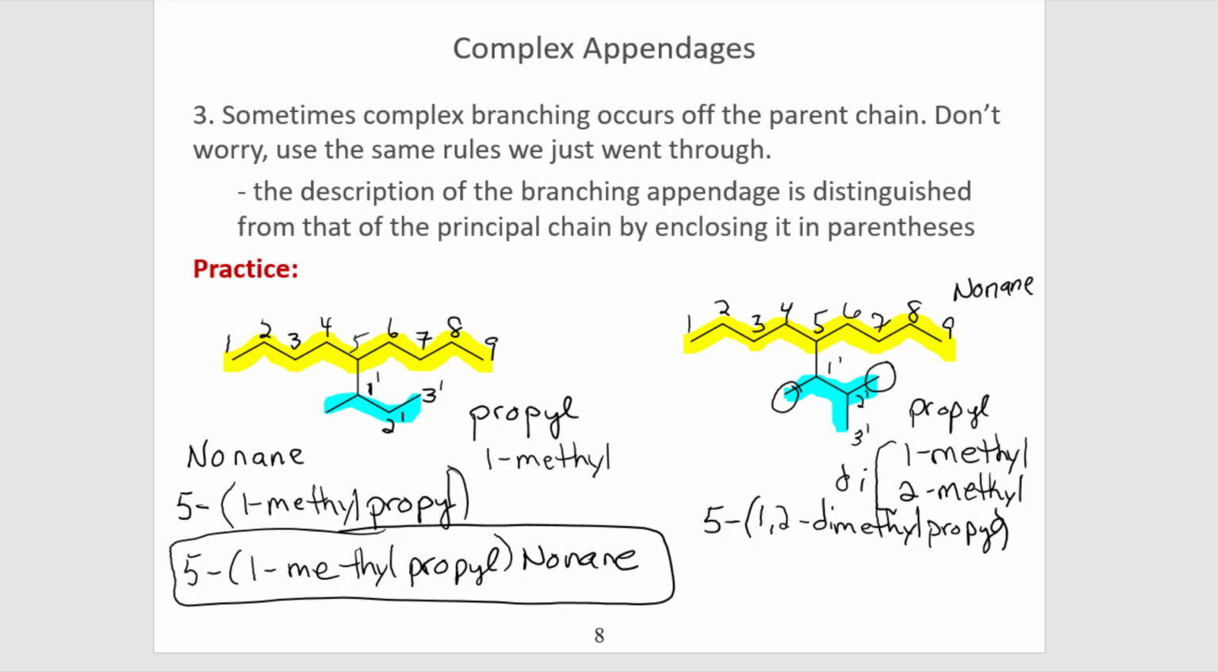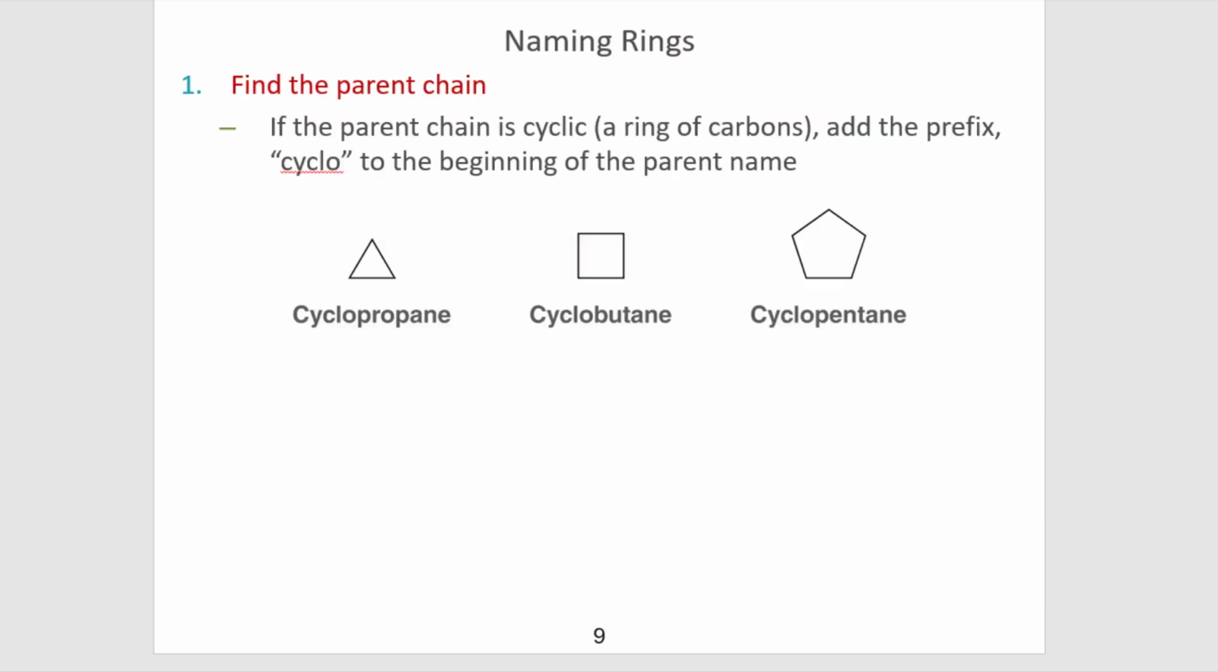Put it all together. 5, 1, 2 dimethyl propyl nonane. That is a long name. You'll get the hang of it though.